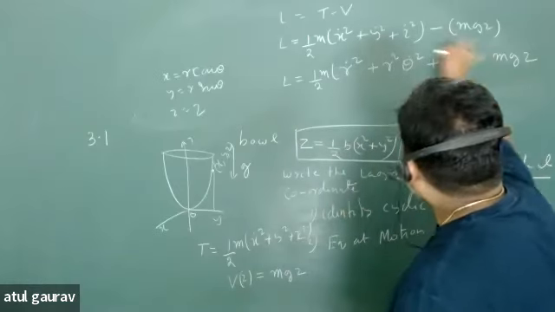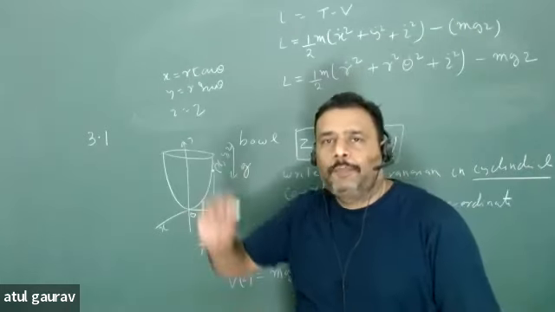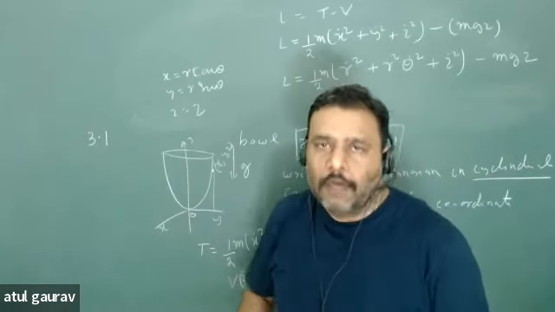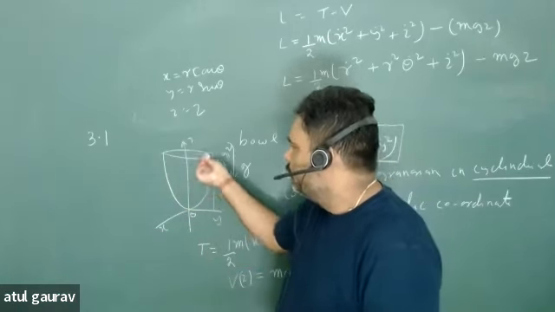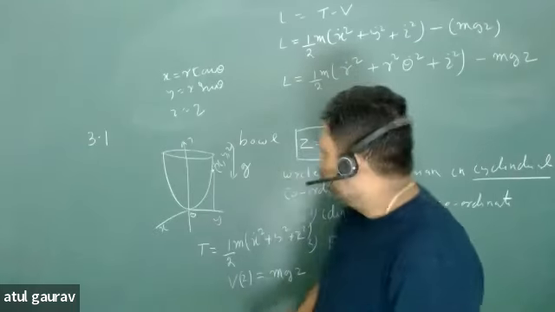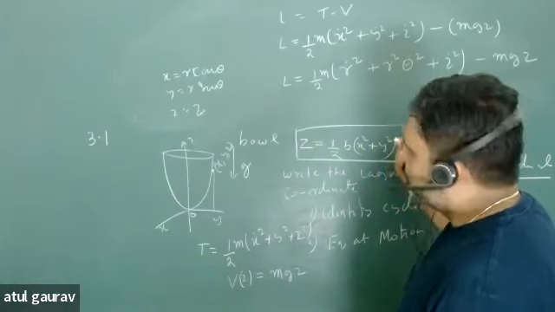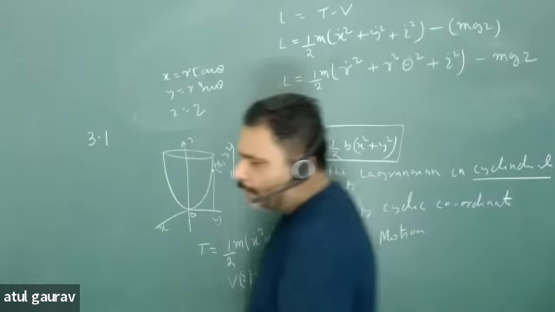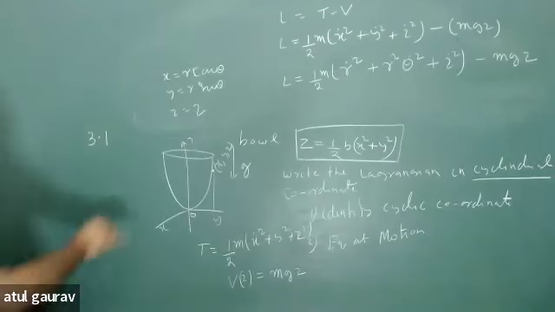In this whole Lagrangian, where is the story that your particle is moving on a ball, or moving in this particular shape? We have not used it anywhere. And this is your equation of constraint: z is equal to half b (x square plus y square). So how many equations of constraint are there? One equation of constraint.